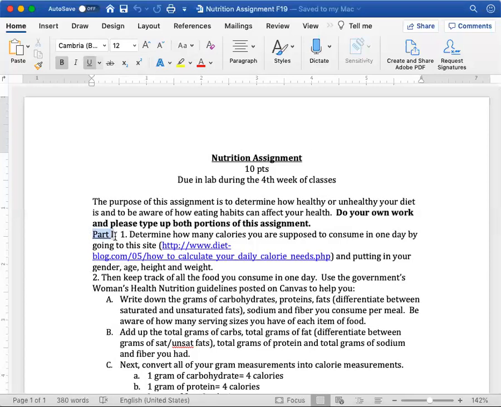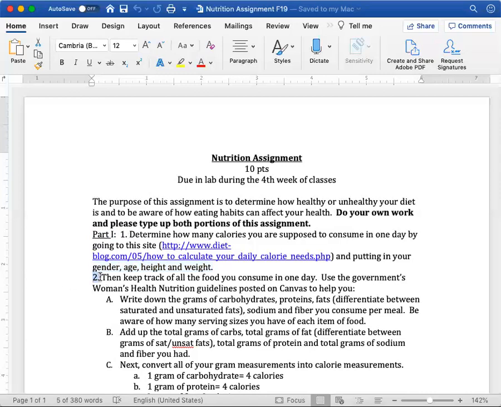Okay, so the first portion of this is determine how many calories you're supposed to consume in one day. You can do this various ways. You can go on to whatever site you use. If you use an app, that's fine. But you need to figure out how many calories you are supposed to have in one day. How do you know that it's a valid site? You should enter your gender, your age, your height, and your weight. And that should bring you close to what your calorie requirement is for the day.